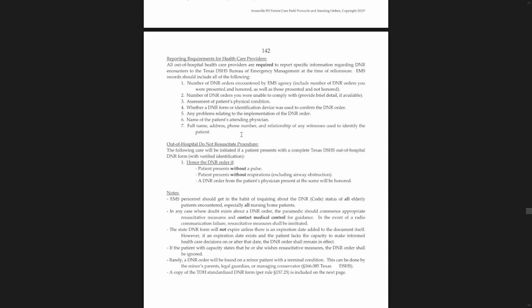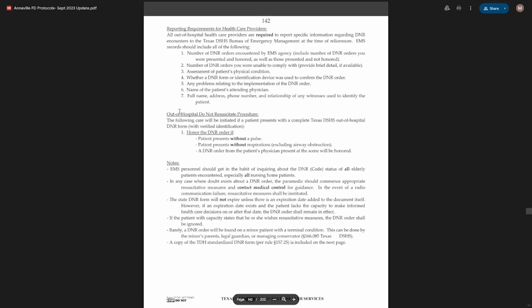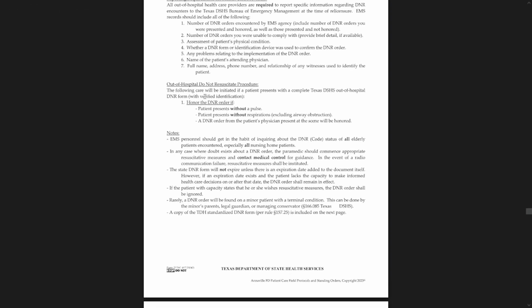Out-of-hospital do not resuscitate procedures. The following care will be initiated if a patient presents with a complete Texas DSHS out-of-hospital DNR form with verified identification. Number 1, honor the DNR order if a patient presents without a pulse, or without respirations, excluding airway obstructions. A DNR order from the patient's physician presented at the scene will be honored.